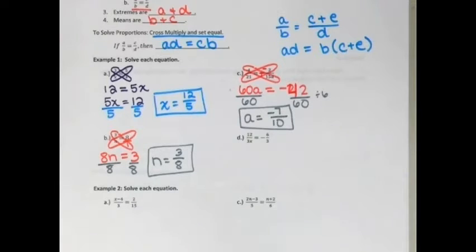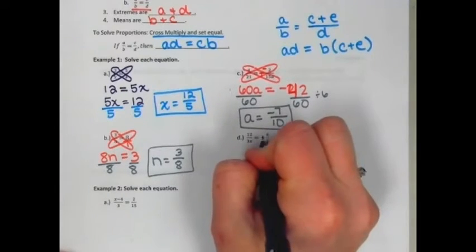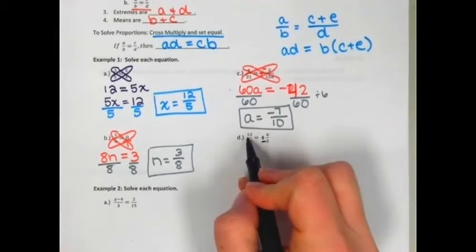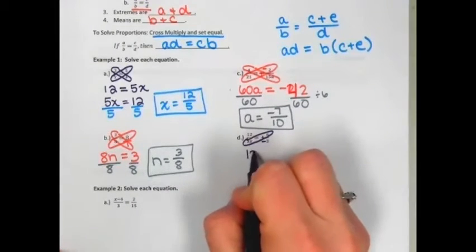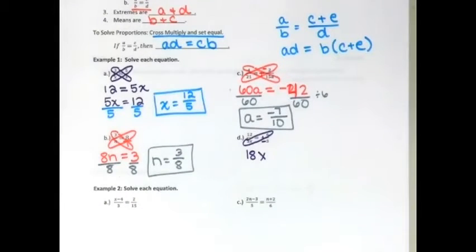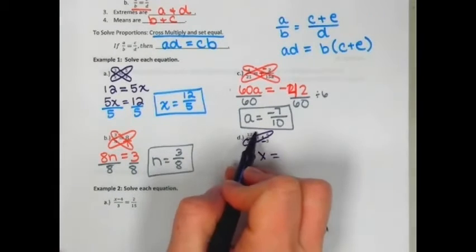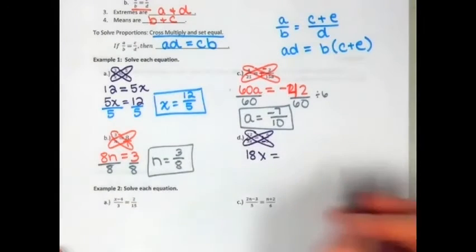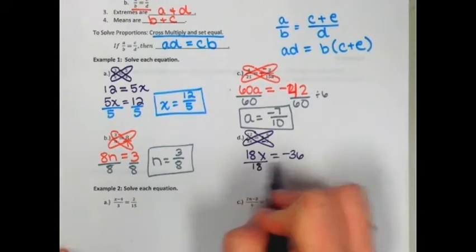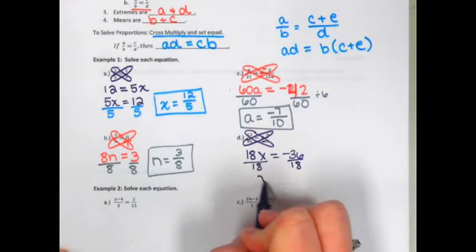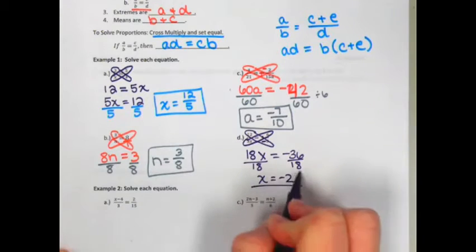So where'd you guys put your negative? In the numerator or denominator? Denominator this time? All right. So let's go ahead and multiply. What's 3 times 6? 3x times 6? 18x. And then what is 12 times negative 3? Negative 36. And then how do I solve for x? Divide by 18. And what do we get? Negative 2. Hey, we actually get a whole number now.